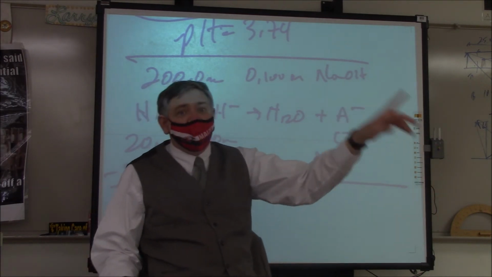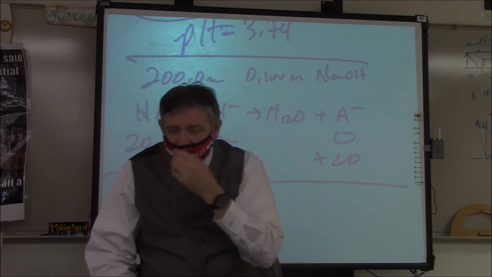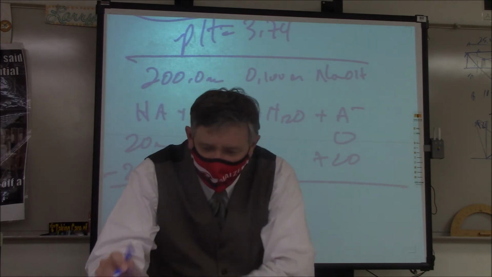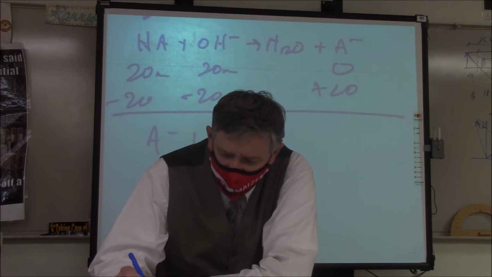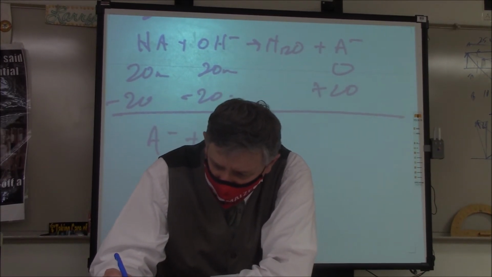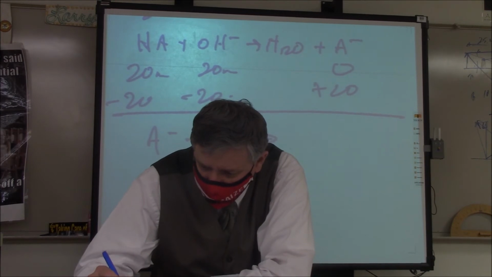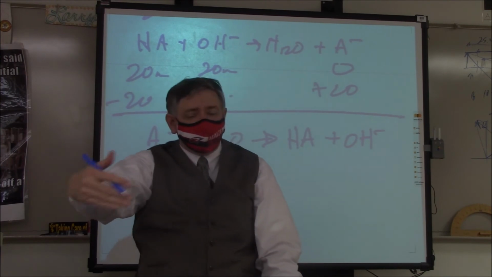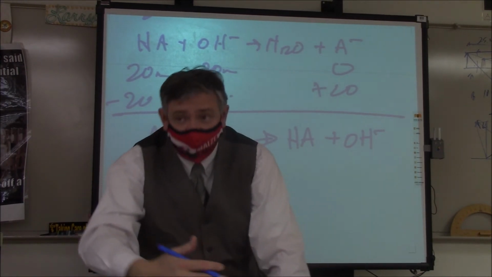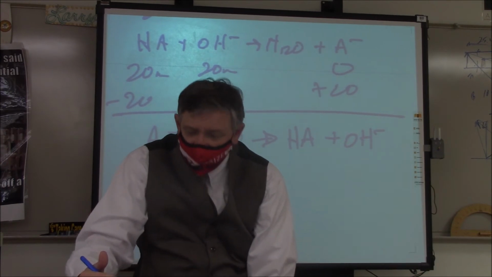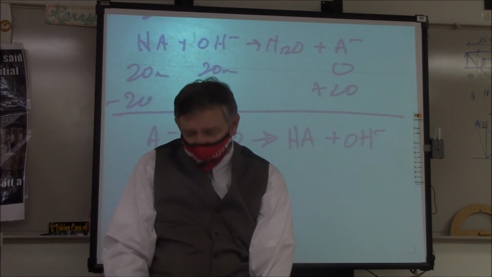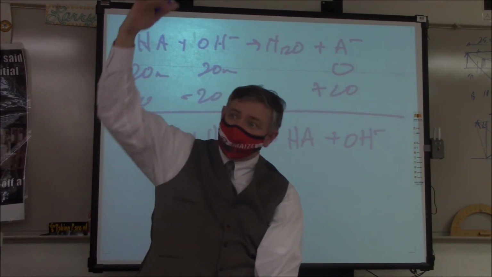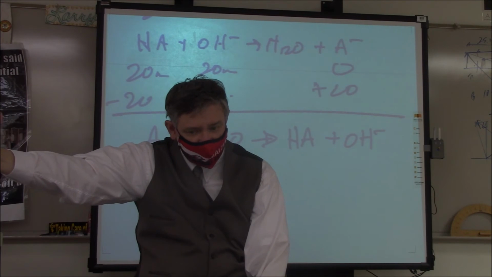However, what are we going to have to do? Second reaction. Beautiful. Someone had the anion reacting with water. What do I get out of this? HA and OH minus. Beautiful. So now I'm going to start to form hydroxide ions. Once I start to form hydroxide ions, what's that going to do to the pH? That's right, because I'm generating hydroxide ions, at the equivalence point my pH is going to be above 7.